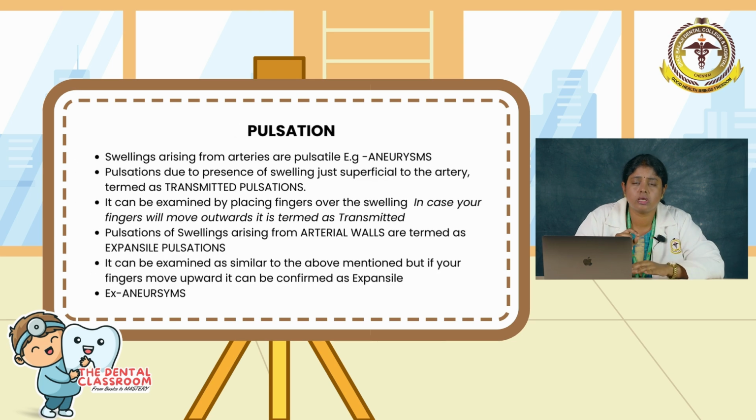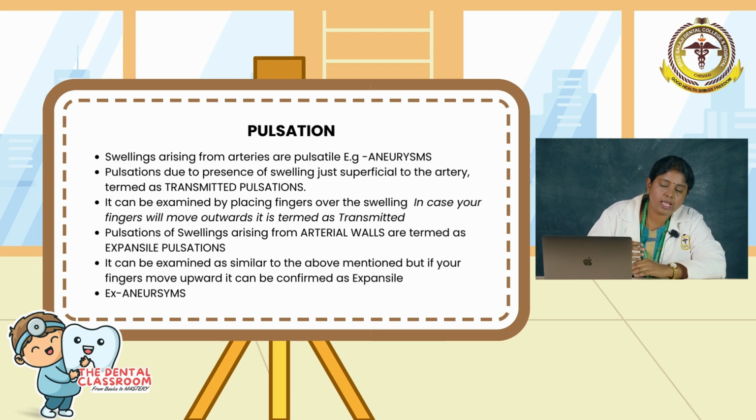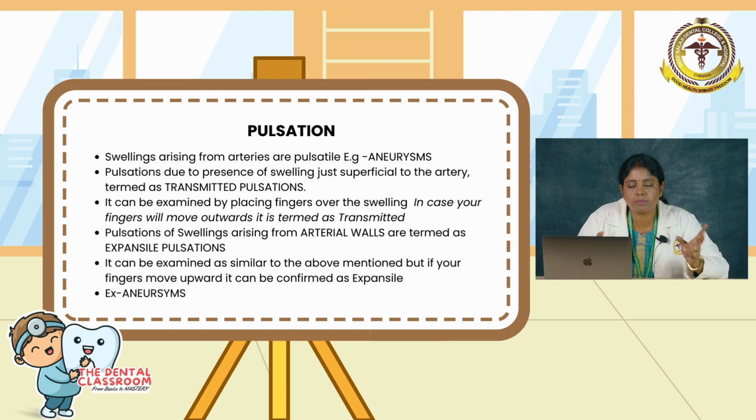Then you have to check for pulsation. Where exactly do I have positive pulsation? Positive pulsation can be there if the swelling is present over an artery. The swelling can be within the artery or it can be present above the artery. If the swelling is present above the artery and I place a finger over it, I will be able to see the upward and outward pulsation. The pulsation can be either a transmitted pulsation or an expansile pulsation. Transmitted pulsation is when the swelling is present above the artery, and expansile means it is present within, so it is expanding altogether.